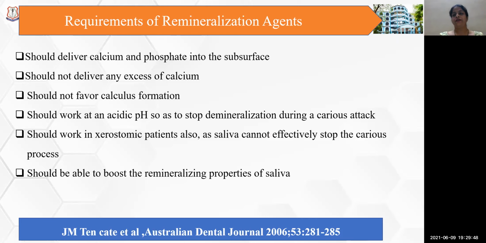Coming to the requirements of remineralizing agents, the ideal requirement is they should deliver calcium and phosphate into the subsurface, should not deliver any excess of calcium ions onto the surface, should not favor calculus formation, should work at an acidic pH to stop the demineralization during the caries attack, should work in xerostomic patients also, as saliva does not effectively stop the caries process, and should be able to boost the remineralizing properties of saliva. That is, it should facilitate the release of phosphate ions and fluoride ions onto the enamel surface.